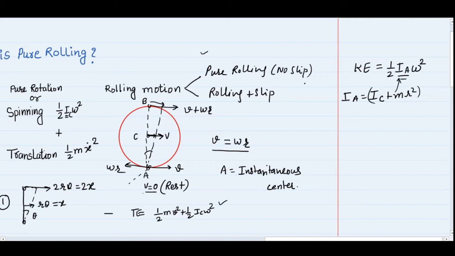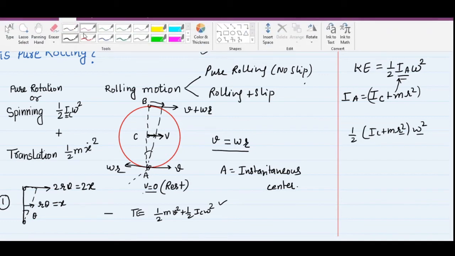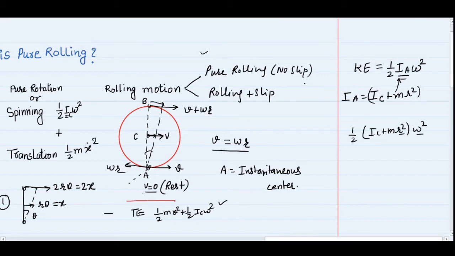You can see that my expression will become 1 by 2 (Ic plus m r square) omega square. So r square omega square will again become v square, and this will be half Ic omega square. So in either way you can visualize the energy, but the important thing is that you should remember this expression. In case of pure rolling, the energy expression has two parts, one based on the translational motion, another on the pure rotational motion, and this is really important when we solve our problem. So this is your pure rolling.